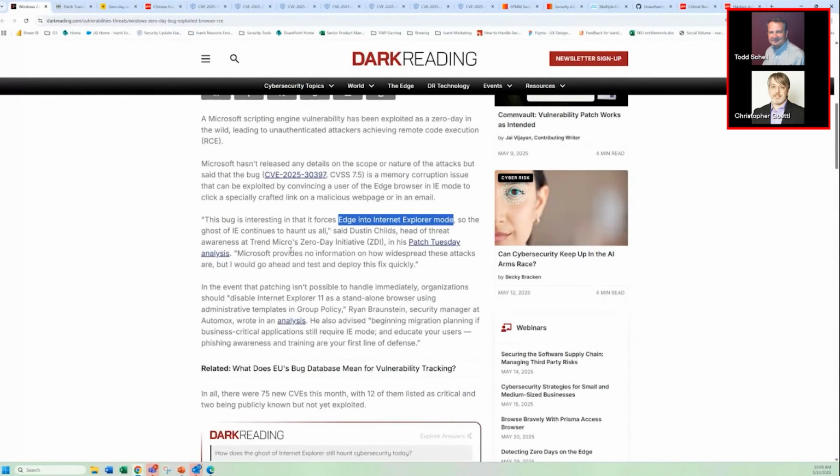But I think that's a good call out here by Dustin in just talking about the fact that that is continuing to be kind of a thorn in our side, that IE mode for the Edge browser.